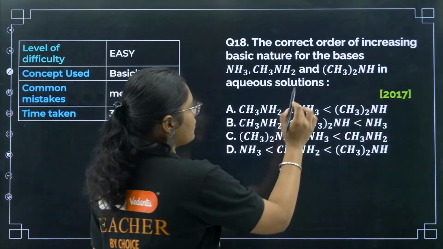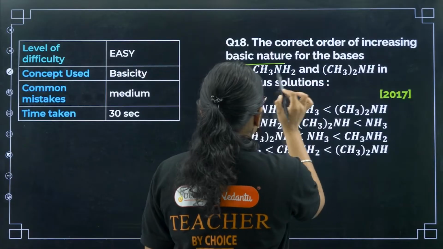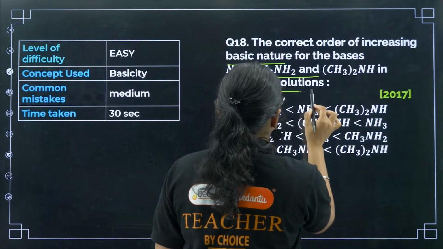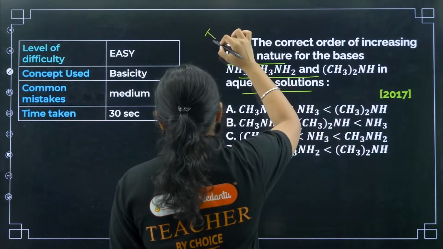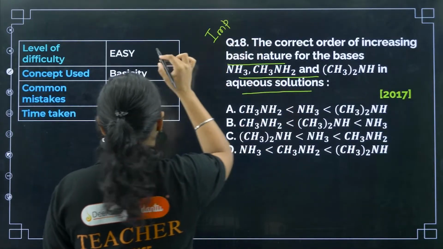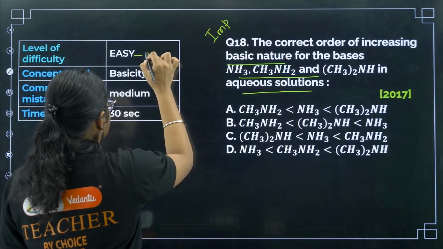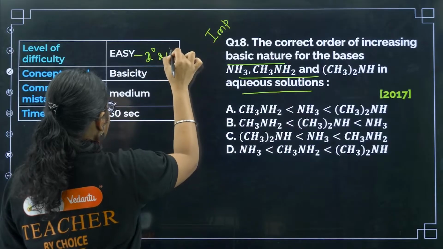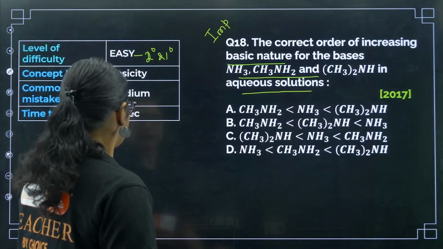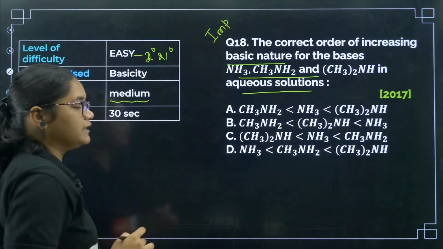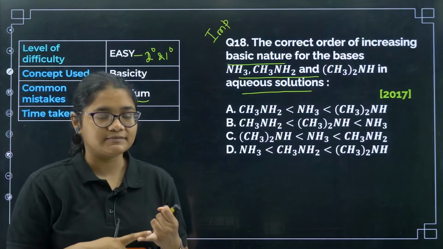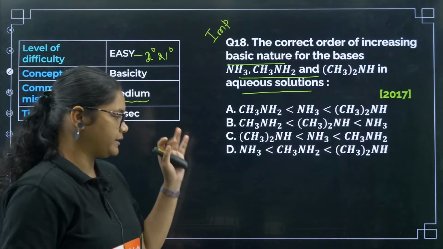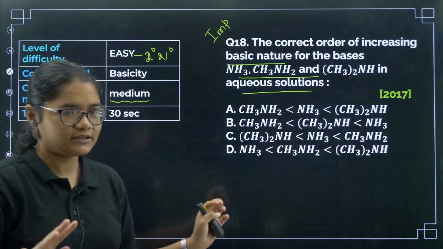Next, the correct order of increasing basic nature for the bases in aqueous solution is. So this is a very important question, okay, easy, but you should remember the orders for 2 degree and 1 degree separately. That is where you can make a mistake, depending on whether the medium is aqueous or the gaseous phase. I will be telling all the orders here, please revise them once again.